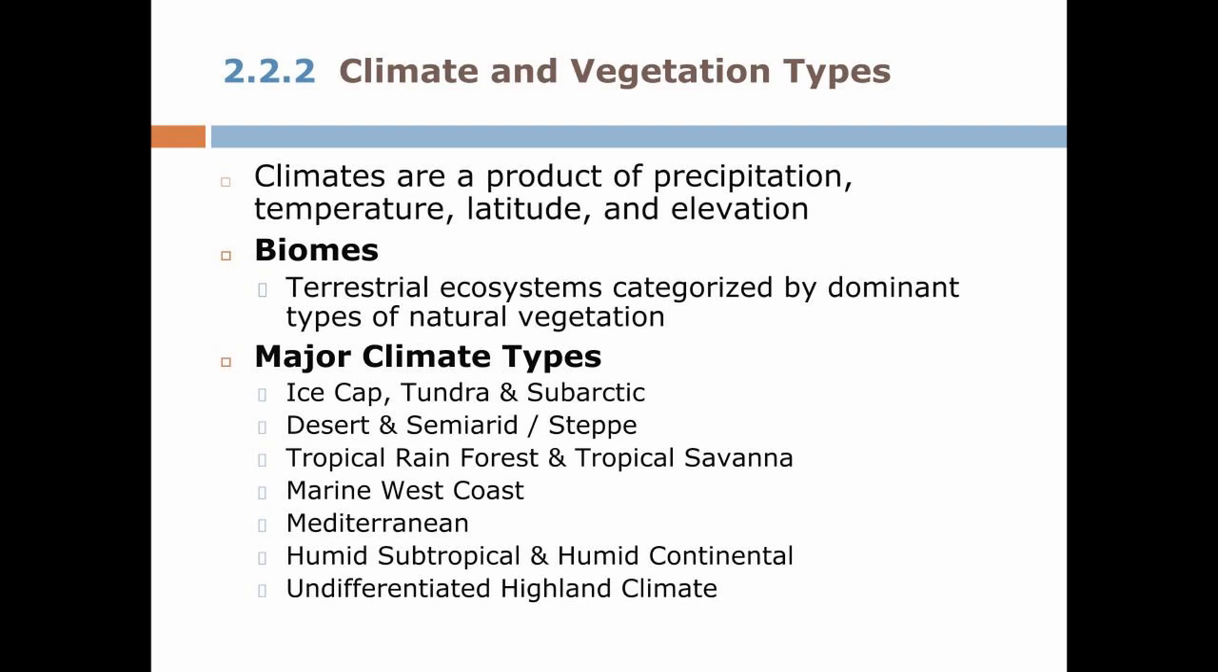Mediterranean. What do you picture when I say Mediterranean? I'll give you a hint. Mediterranean climate is not only found in the Mediterranean. Humid subtropical and humid continental. And of course, undifferentiated highland climate. That one you probably haven't heard of a whole bunch, but we'll get into it.